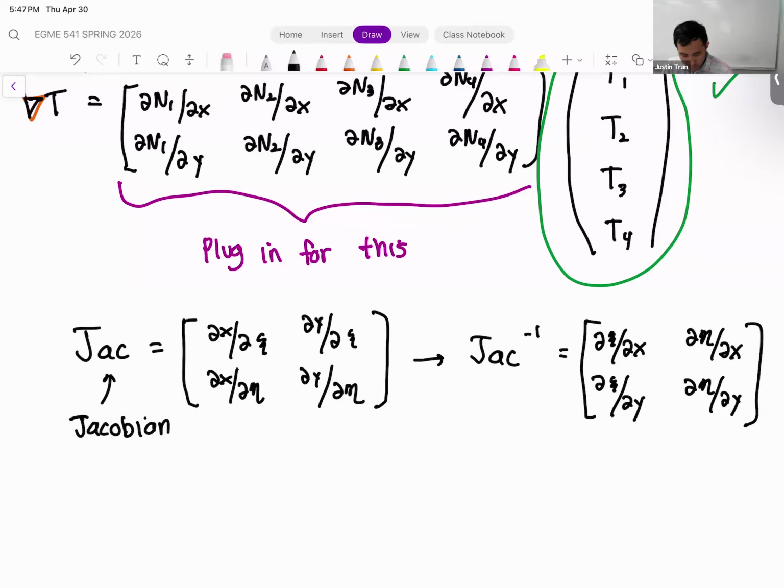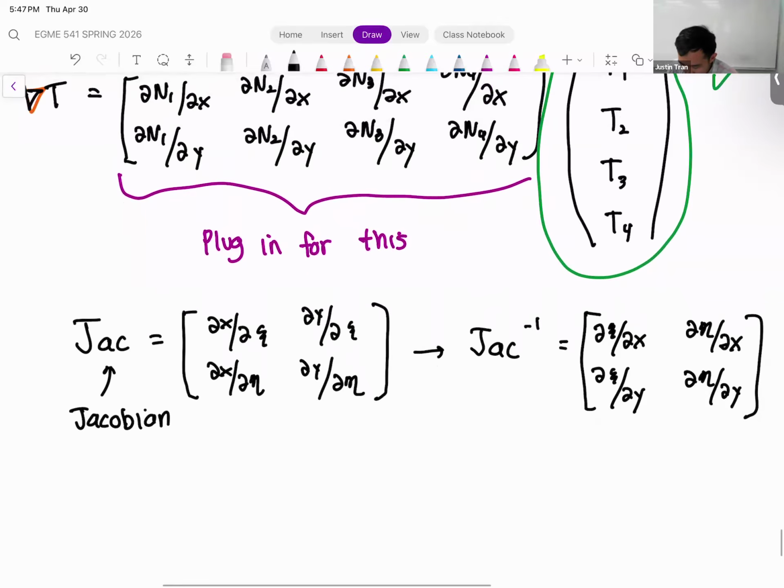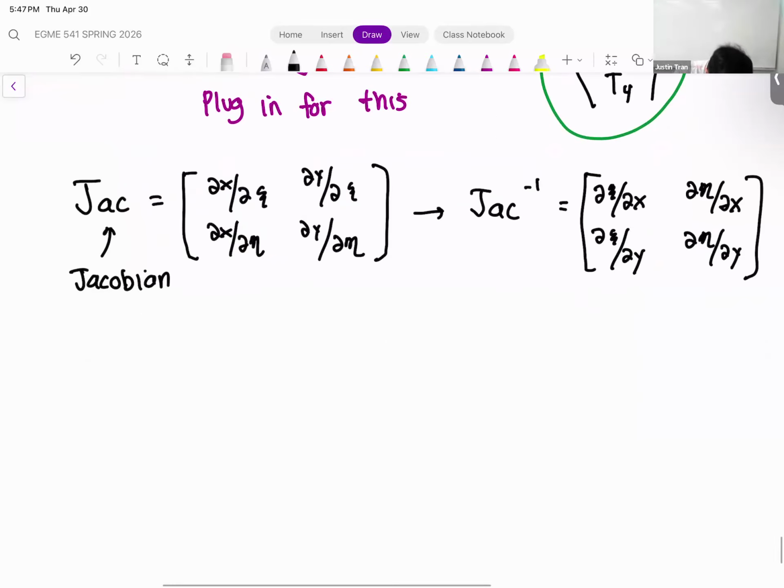So why is that significant? We can combine this Jacobian inverse together with a matrix of our shape function derivatives in the isoparametric domain.